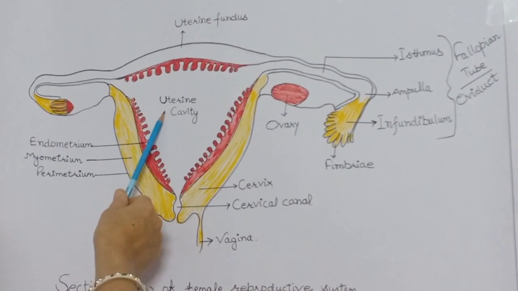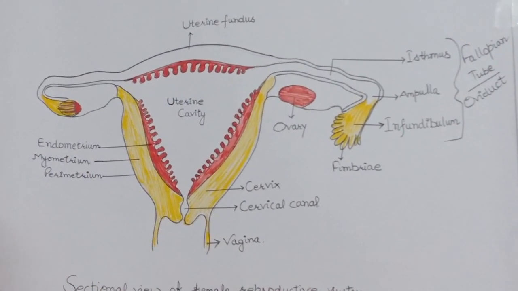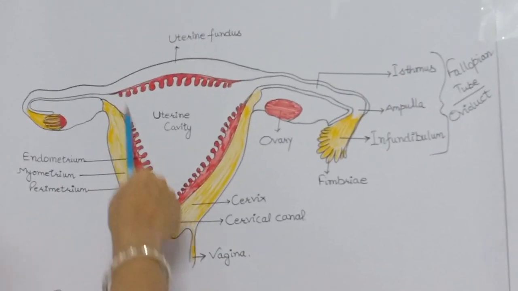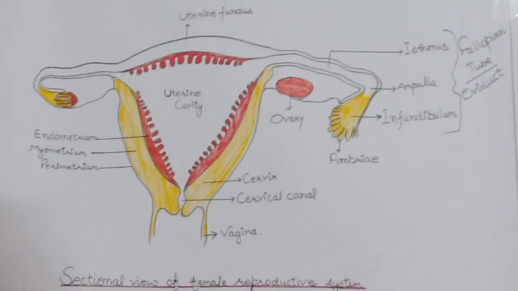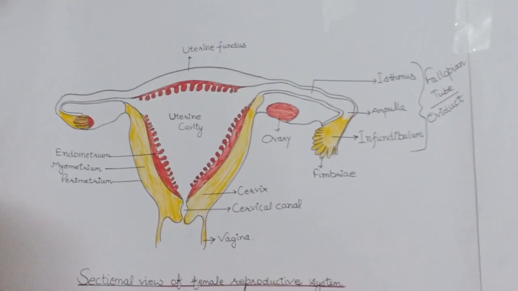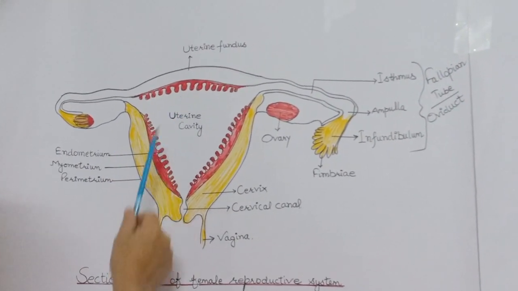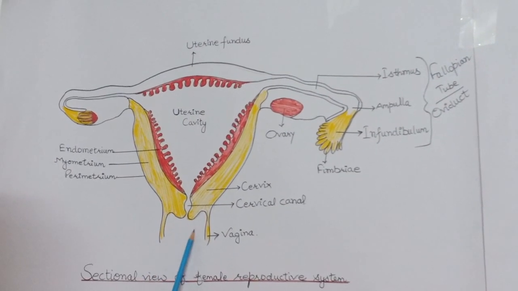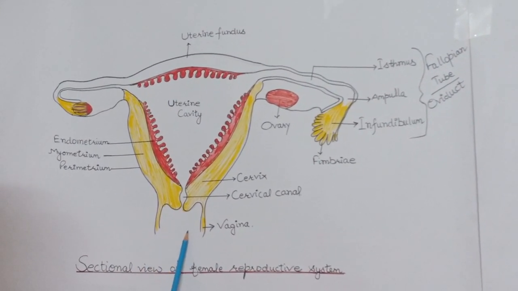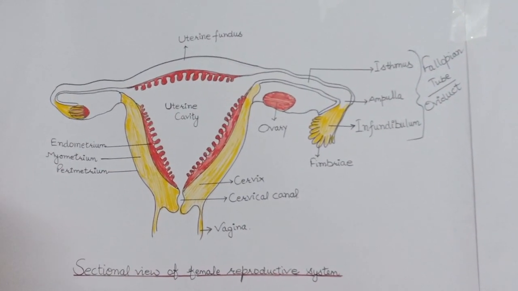The uterus is single and it is also known as the womb. The shape of the uterus is like an inverted pear and it is supported by ligaments attached to the pelvic wall. The uterus opens into the cervix and into the vagina. The cervical canal and the vagina form the birth canal.